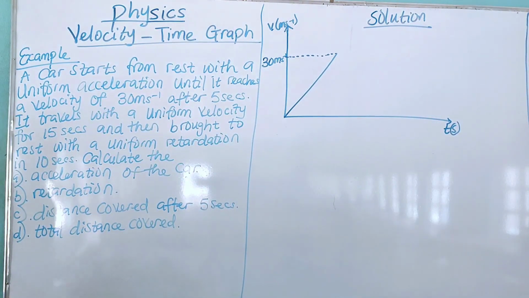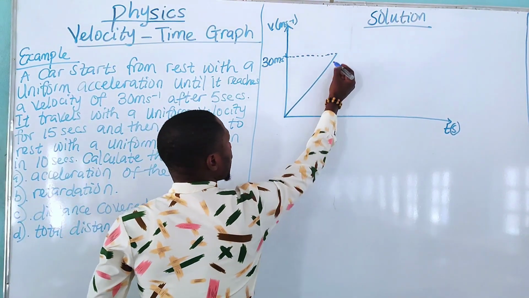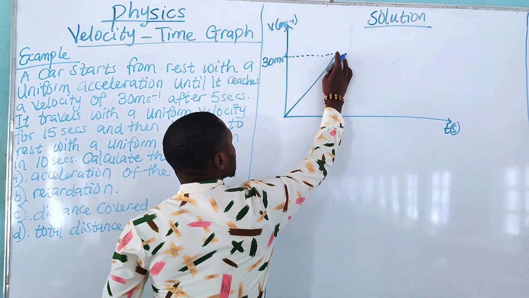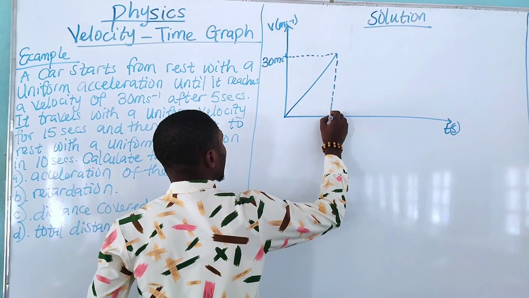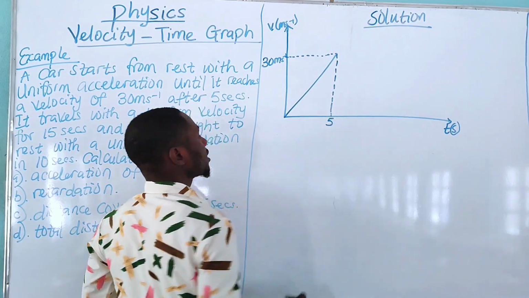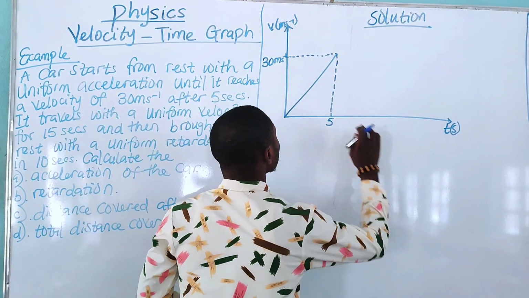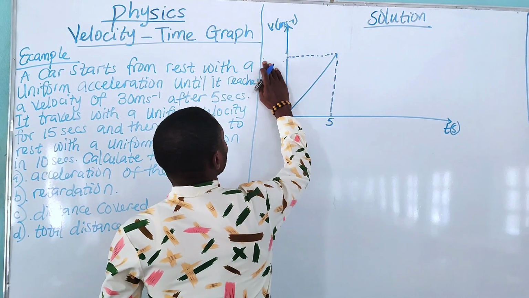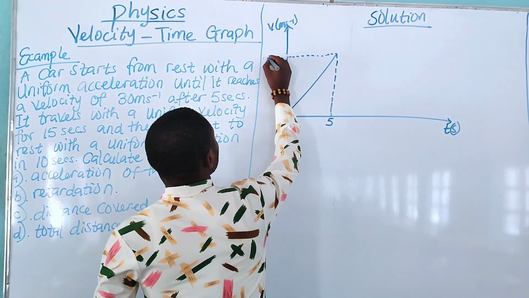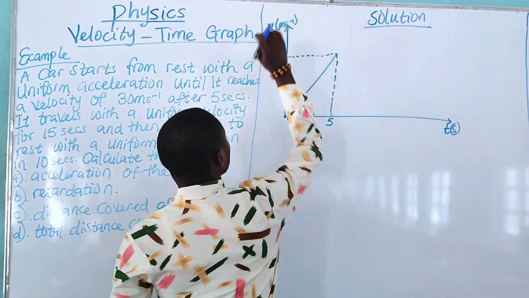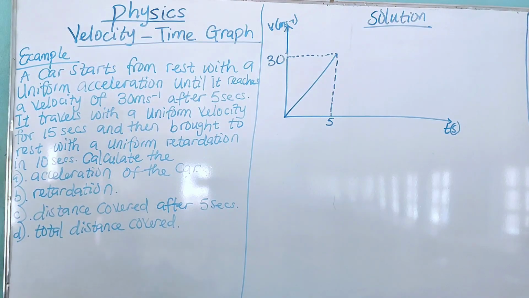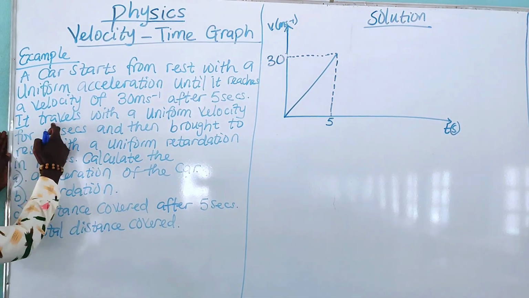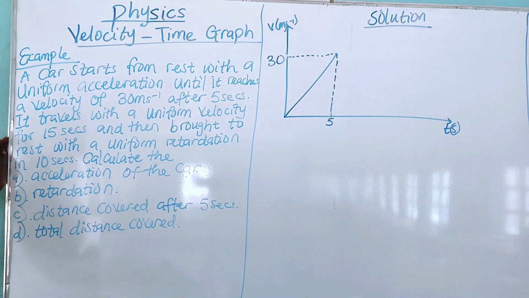Okay, so after 5 seconds, it means that the time interval for this motion is 5 seconds. So this is 5. Remember, the time is already in seconds. This is 30. We don't need to write the meters per second. So this is just 30. That covers it already. Okay, so we are told that it travels with a uniform velocity for 15 seconds.